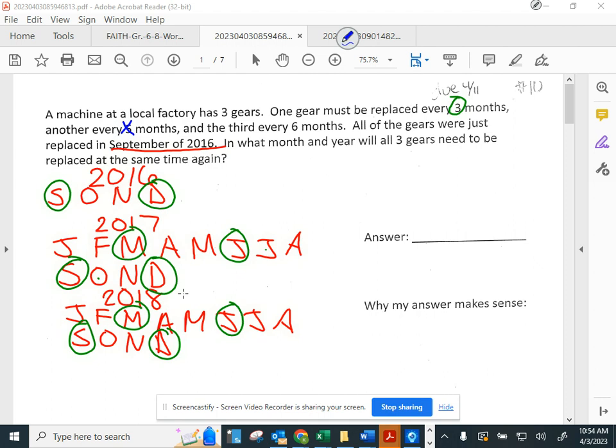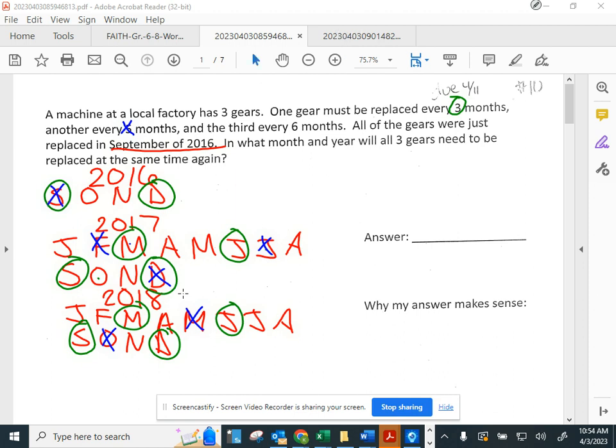Then I chose something different to do for my 5 months. I'm going to cross off. So everybody was changed in September. So I'm going to cross off that one, and then I'm going to do my skip counting. 1, 2, 3, 4, 5, and repeat, crossing off every fifth month.